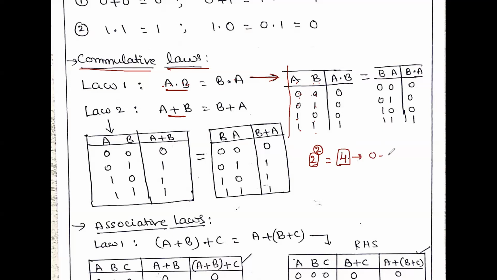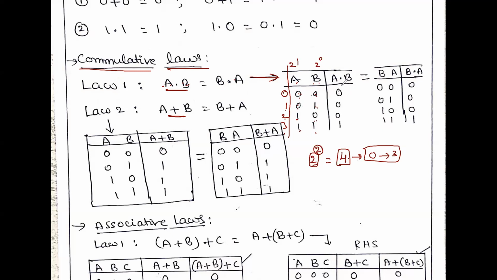That's why 0 to 3 only we can write. That means 0, 1, 2, 3. These should be written in binary form depending on the binary weights. The binary weights are 2 power 0 and 2 power 1. Then 0 0, 0 1, 1 0 and 1 1.